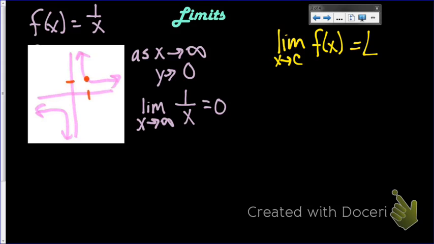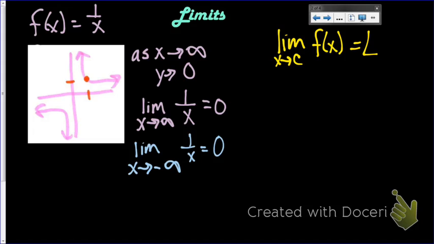Okay, so another one we can look at, we're going to actually write this in that limit form: the limit as x approaches negative infinity. Again, if I look at this graph, as my x's go towards negative infinity, those y's are still approaching that same asymptote, so the limit of this graph is also 0. Now, it doesn't necessarily, though, have to approach an asymptote for us to be able to find a limit.